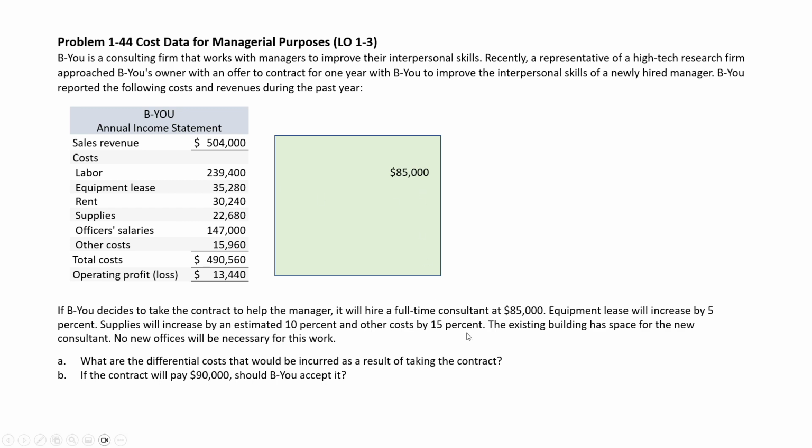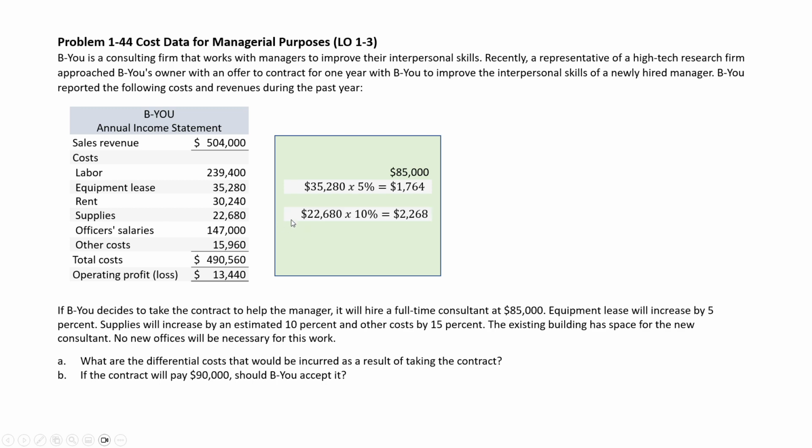We read through here and it says the equipment lease is going to increase by 5%. Now, I will say it later says we don't need additional space, so I'm not exactly sure why the equipment lease is going to need to increase, but we're just going to go with it. So all I need to do is take our existing equipment lease cost of 35,280, multiply it times 5%, because again, we're looking at the difference, and that's going to be an additional cost of $1,764.